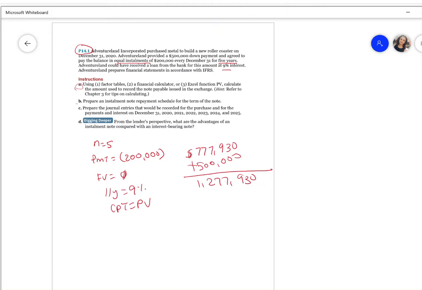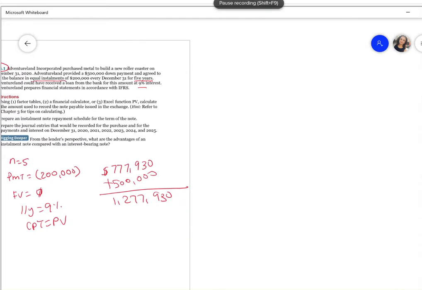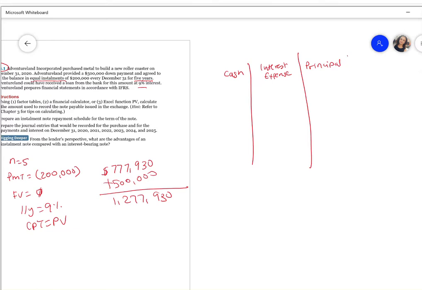The next one is asking us to prepare an installment note repayment schedule for the term of the note. This is similar to what we did with an amortization table, just a little different. In this case, we have cash, interest expense, and, instead of a premium or a discount, principal payments, and then the carrying amount. We started off with 777,930. So that's what we started off with.